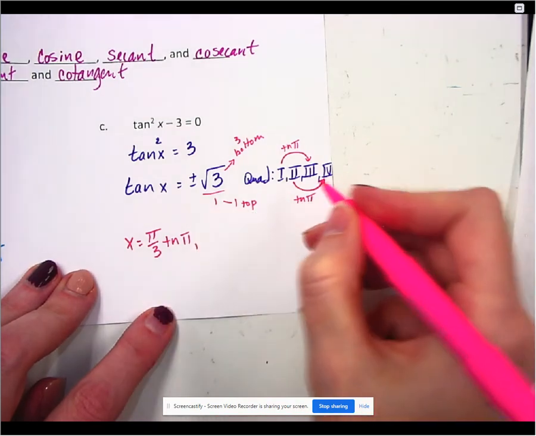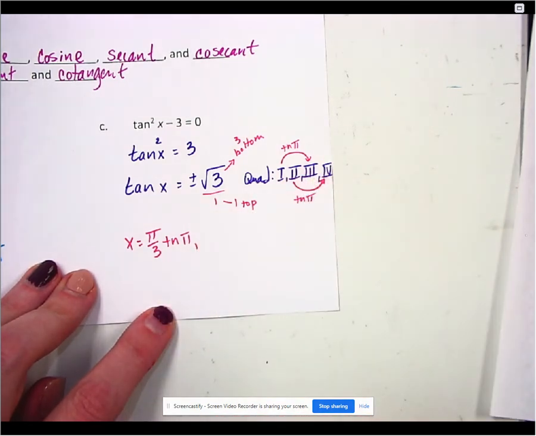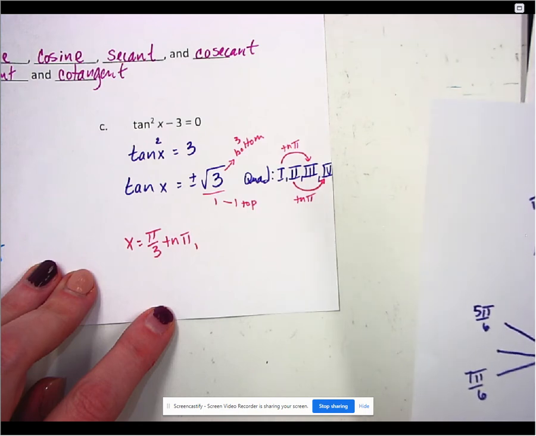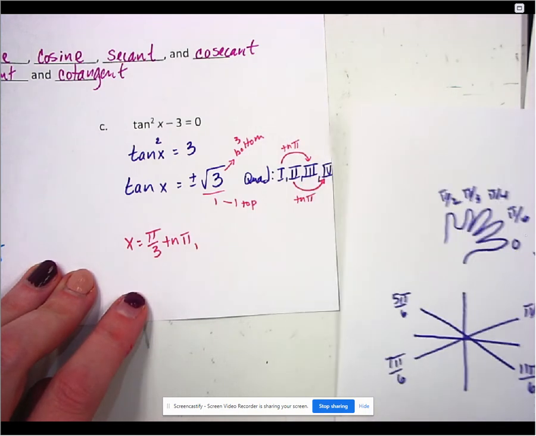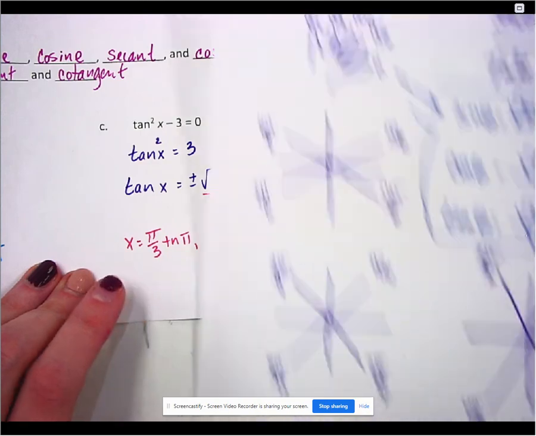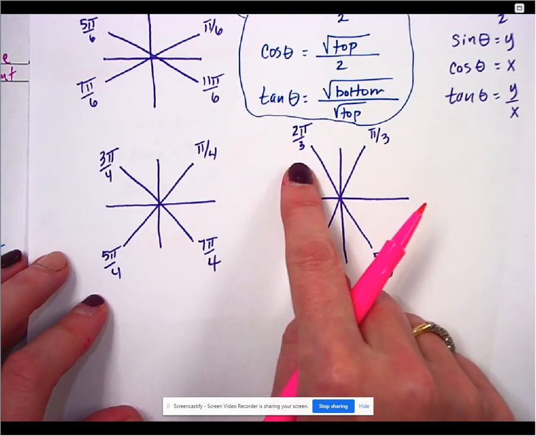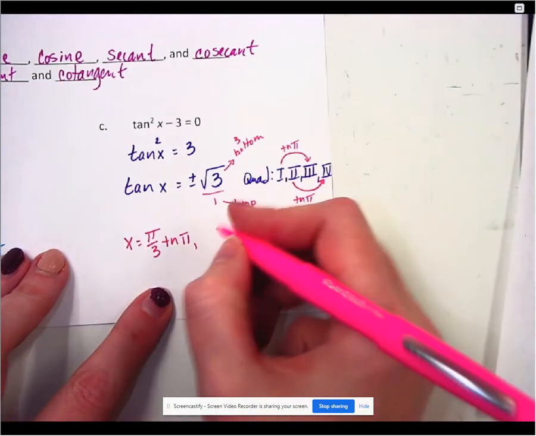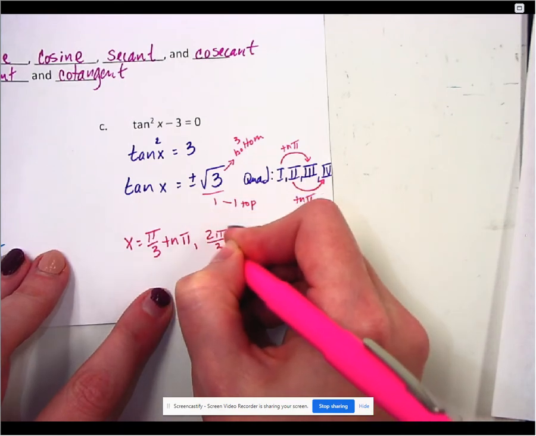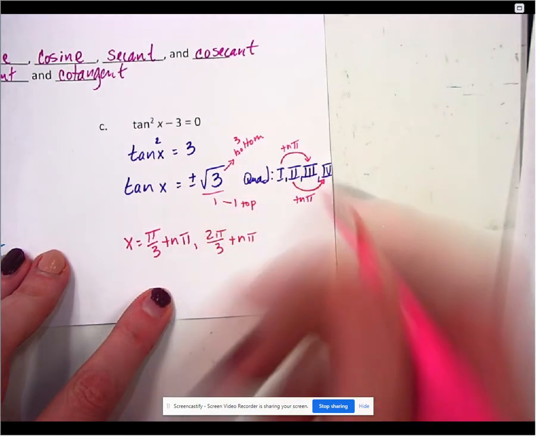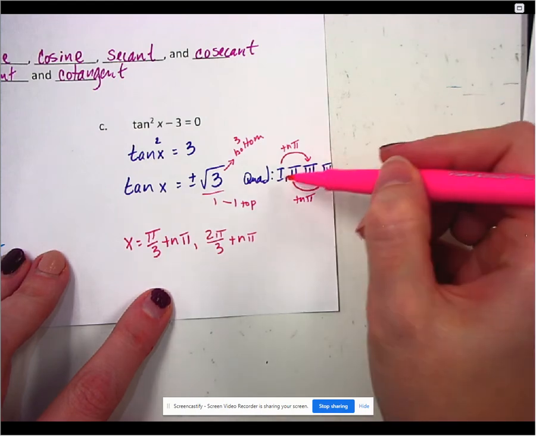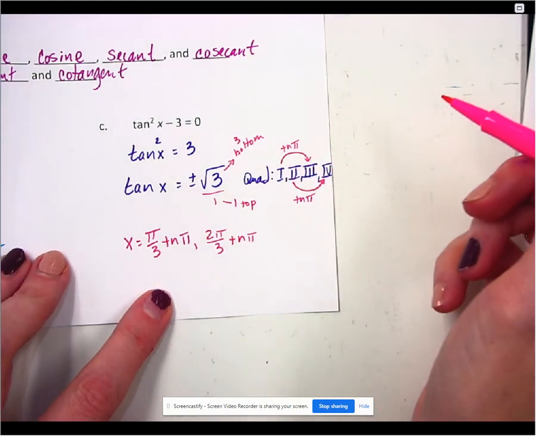All right. And then for quadrant 2, we think about what pi over 3 in quadrant 2 is going to be: 2 pi over 3. And then plus n pi. All right, so that gives us all 4 quadrants.